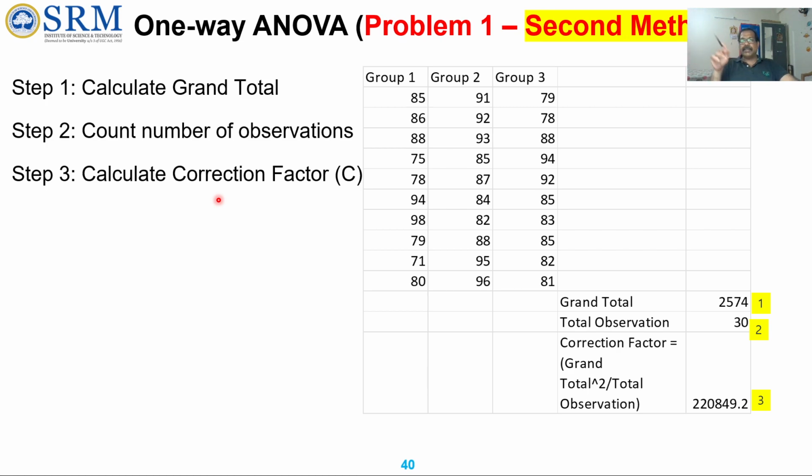That's why I am adding this method here for one-way ANOVA solving. So, calculate the correction factor. How to calculate the correction factor? This is the equation: grand total whole square divided by total number of observations. We know the grand total, 2574, whole square, divided by the total number of observations, 30. So this value squared divided by 30 will give us some value. That is your correction factor.